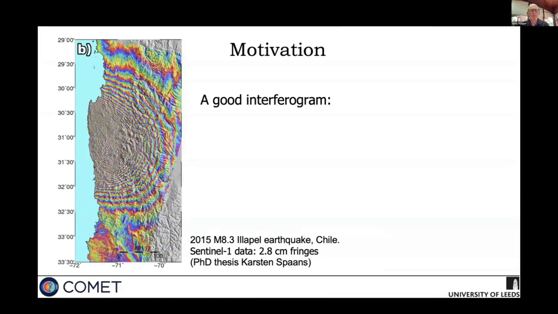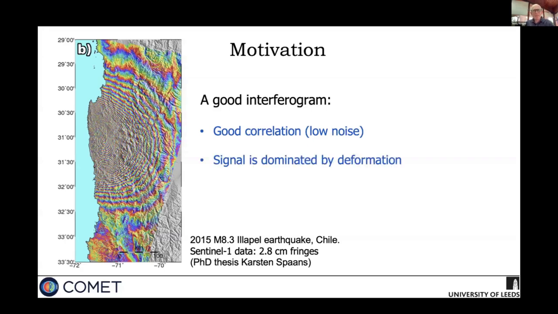I think there are some obvious reasons why we do time series InSAR, and probably some less obvious ones as well. So I'm going to start with maybe the less obvious ones. If we look at a good interferogram, like this one, so this is an earthquake actually in Chile, where I am now, from 2015. And it's a good interferogram in a couple of ways, I guess. First of all, there's good correlation. So essentially that means low noise within the image, and you can clearly see the fringes nicely across the interferogram. And secondly, the signal is dominated by the deformation.